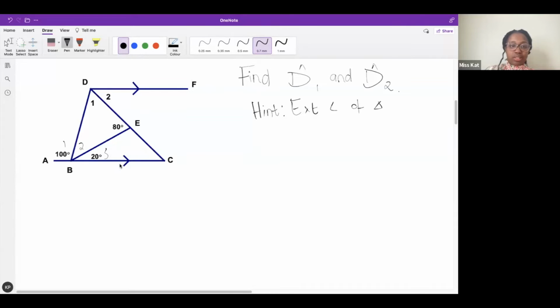Okay, Olusha says D1 plus 80 equals 180. I don't see it. But I gave you guys the reason. I gave you guys a nice reason there. We're going to use exterior angles of a triangle. What do we know about exterior angle of triangle, guys? We need to go do our revision.